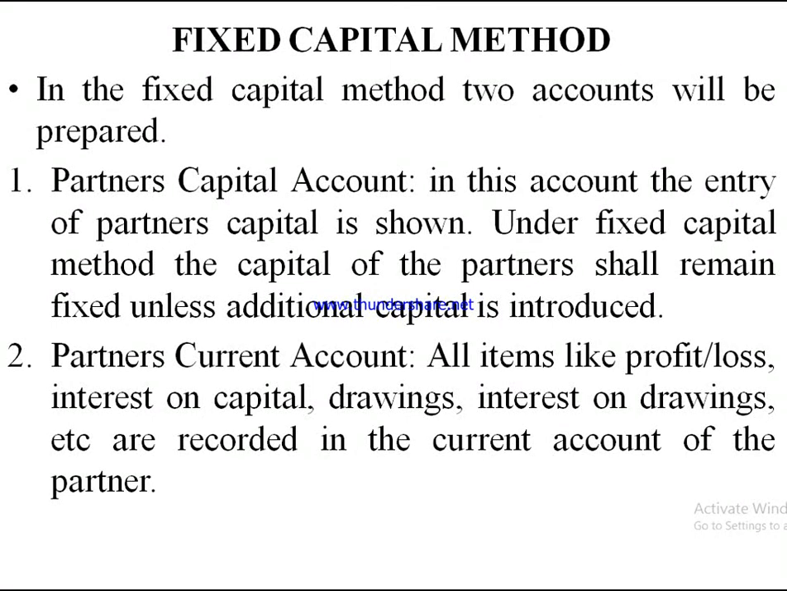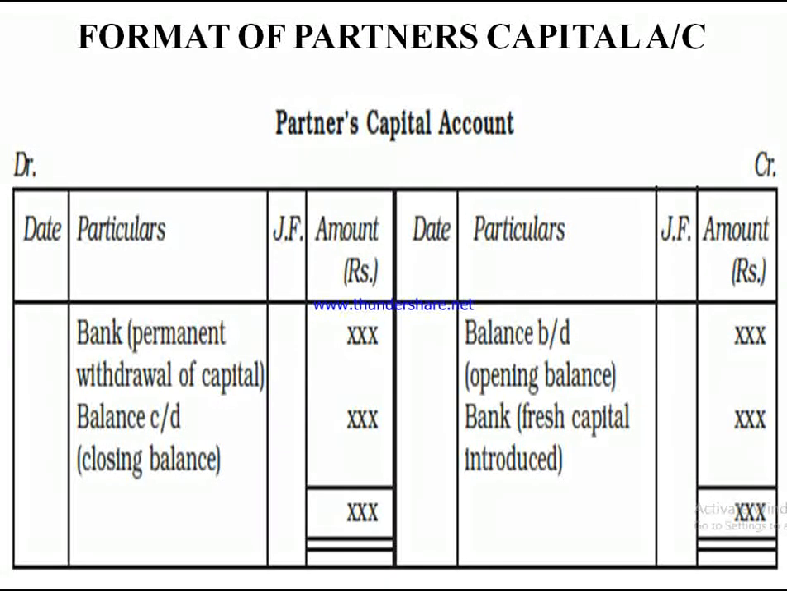Now, in the fixed capital method, we prepare two accounts, that is the partner's capital account and the current account. In the capital account, we make the entry of capital only, and in the current account, all entries other than capital will be made. Now let's have a look at the format of the partner's fixed capital account. This is the format of the partner's capital account in the fixed capital method.